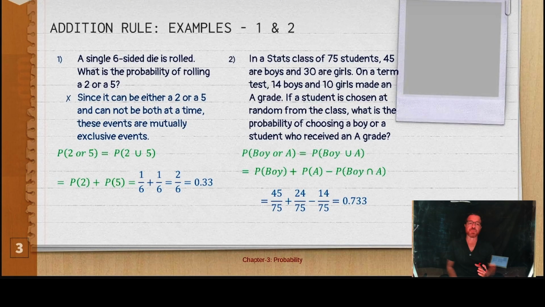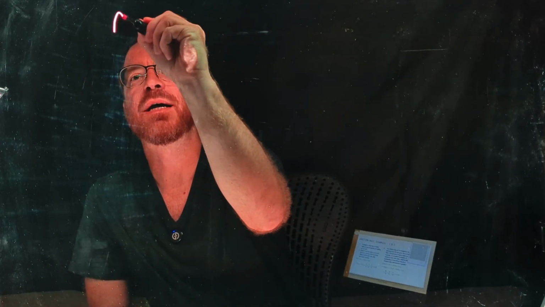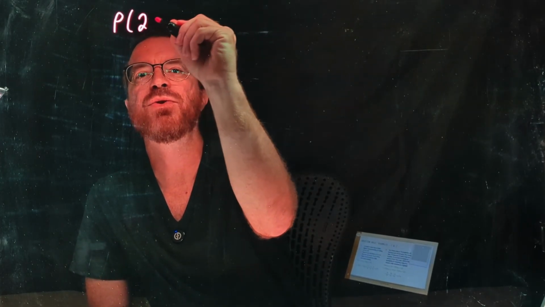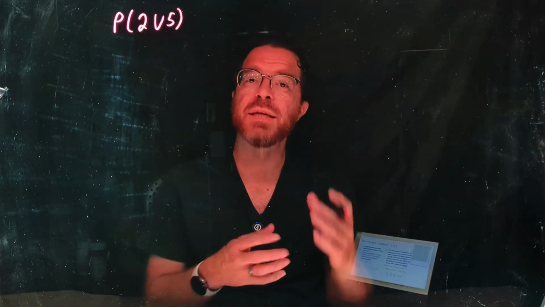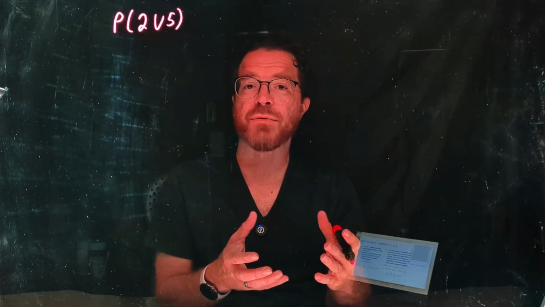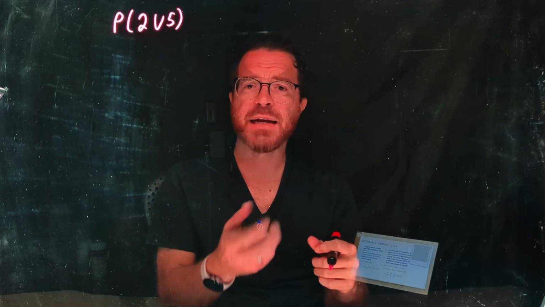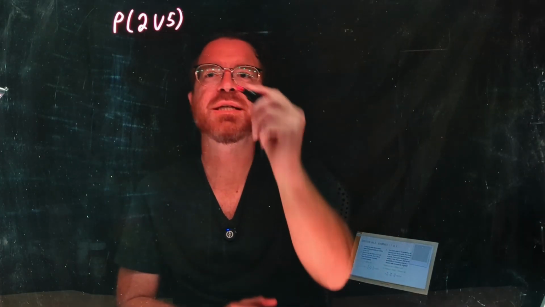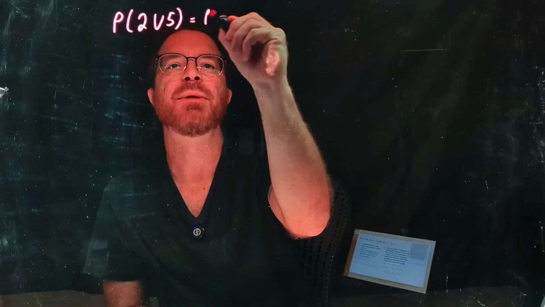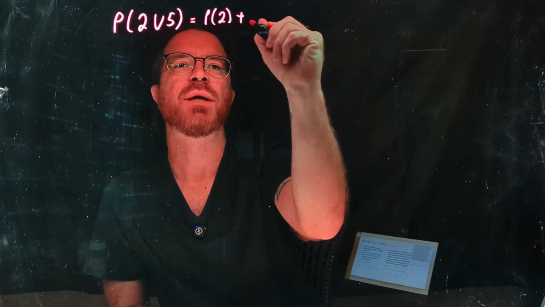So let's look at a couple examples. A single 6-sided die is rolled. What is the probability of rolling a 2 or a 5? So for a single 6-sided die, what is the probability of getting a 2 or a 5? Well, in this case, these are mutually exclusive, right? If I roll a single die, I cannot have an outcome that is both a 2 and a 5 at the same time.